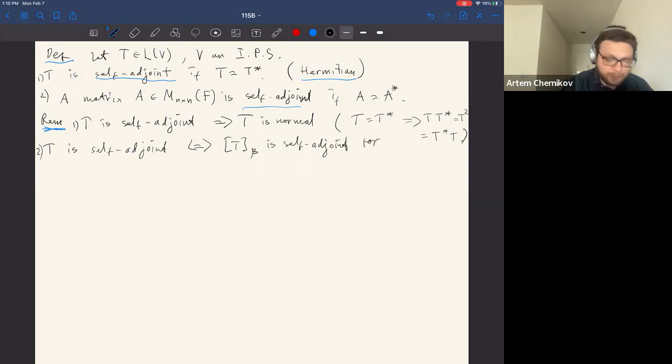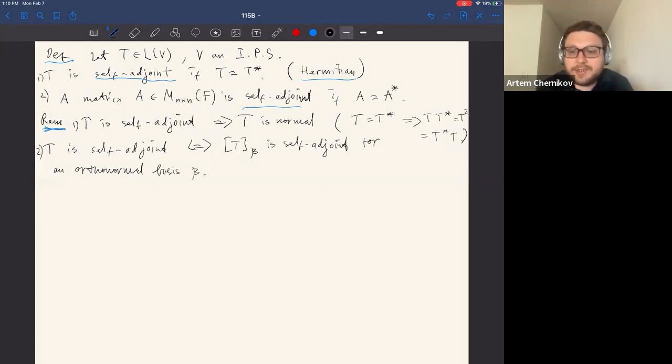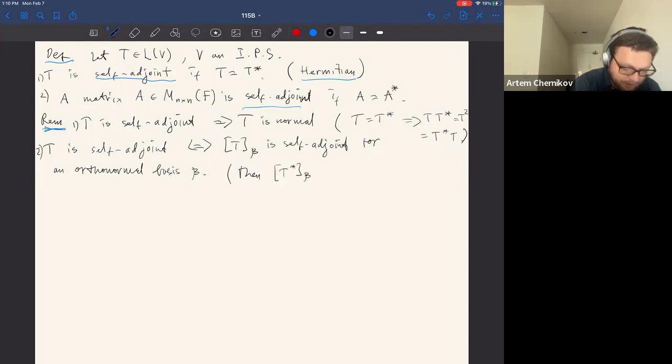Okay, for some orthonormal basis. For an orthonormal basis beta. Okay, so we have this, and this again, I think this should be clear, right? Because remember, if we have an orthonormal basis and we look at the matrix representing T with respect to it, for such a beta, we know that the matrix representing T star with respect to beta is equal to the adjoint of the matrix representing T with respect to beta, right? And so if T is equal to T star, we see that the matrix is equal to its own adjoint. Okay, so we have this. That's why we have if and only if here.